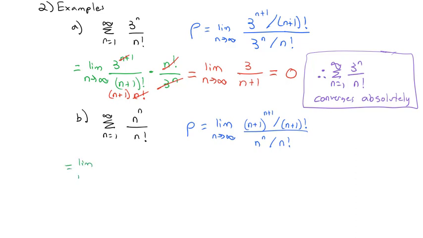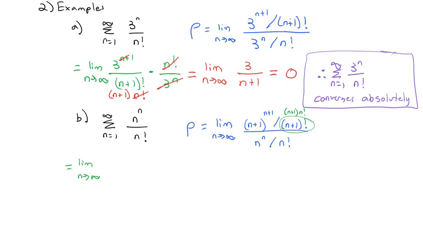Well, if we multiply by the reciprocal, and I'm going to even break this up, the n plus 1 factorial, we're going to write that as n plus 1 times n factorial. That way it's going to match down there.